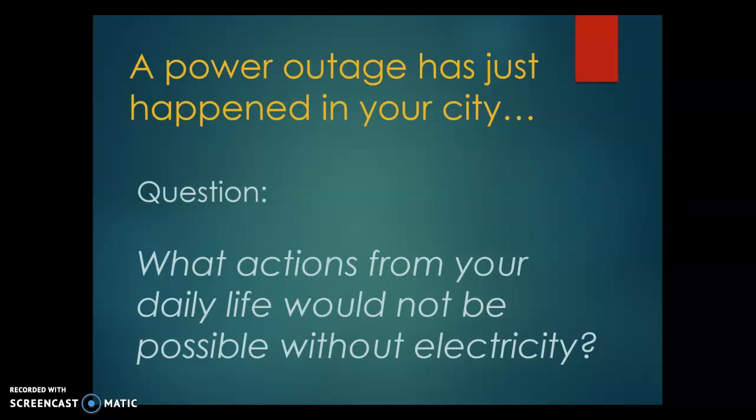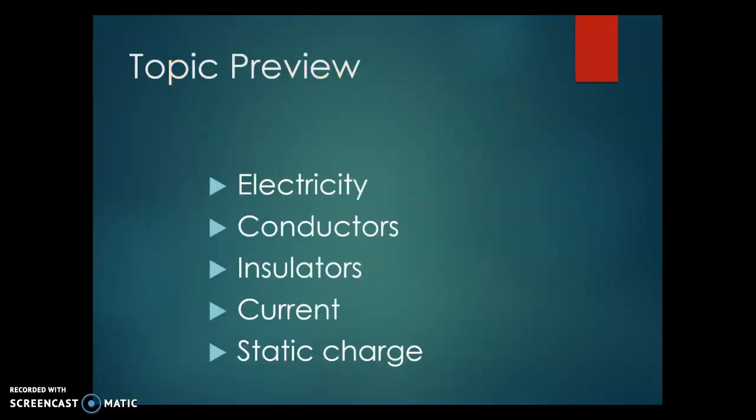So I want you to brainstorm right now. A power outage has just happened in your city. What actions from your daily life would not be possible without electricity? I want you to think and respond to this question right now. All right, so hopefully you had some time to respond to this. Let's keep going. We're going to see today a preview of electricity, conductors, insulators, current, and static charge.